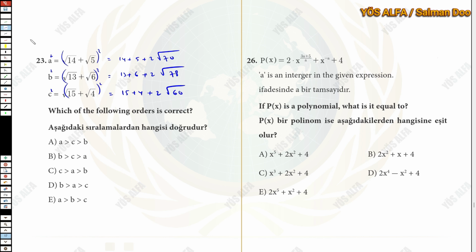Now they're all equal to 19. So we can make the comparison easily now. The largest is 78. So B squared is the largest, and the second largest is A squared. The third largest is C squared. Since they are all positive numbers, we can say that B is greater than A, which is greater than C. So the answer is D.